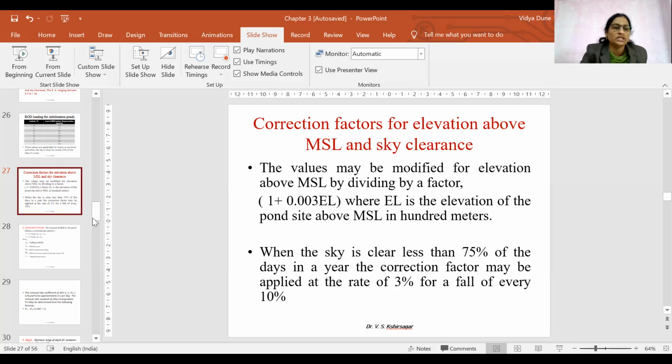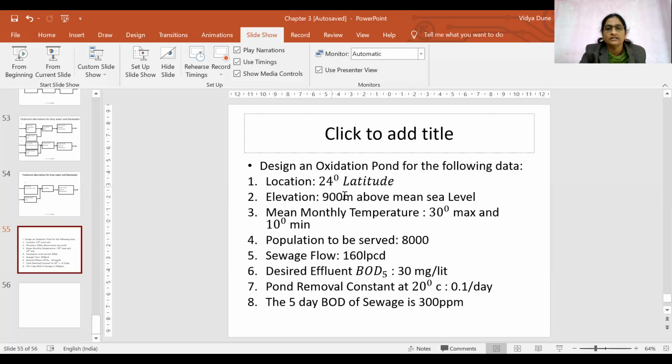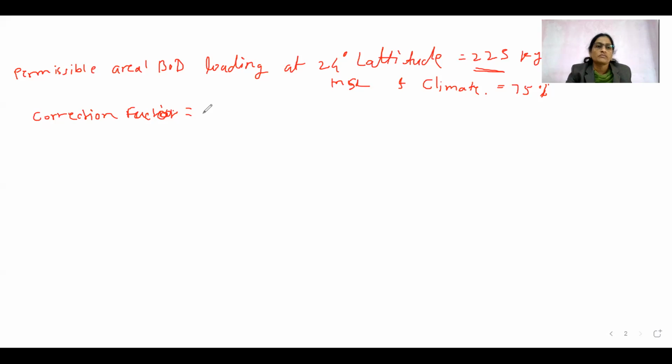And in your problem, what is given? In your given problem, it is 900 meter above mean sea level. So that we will apply. Understood? How to apply that, I will show you. For your clarity, I have opened these slides. You have written, but I don't know whether it is with you or not. That's why I have opened this one. So we can apply the correction factor now.